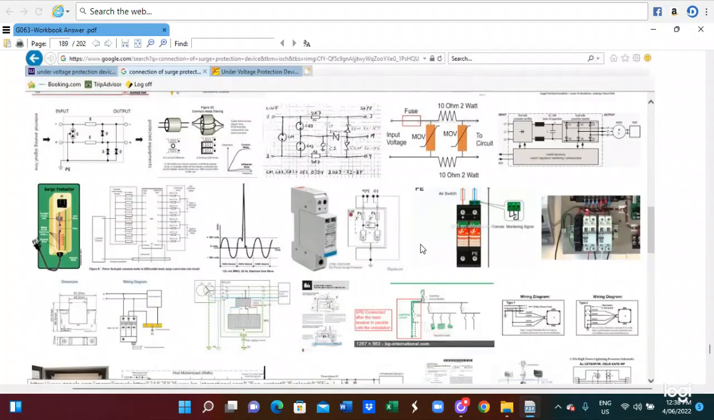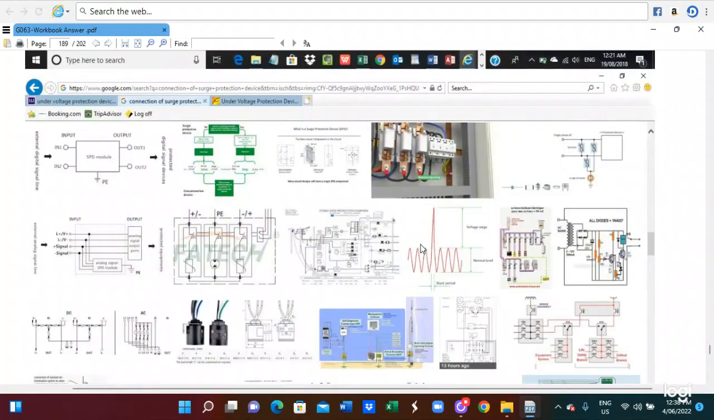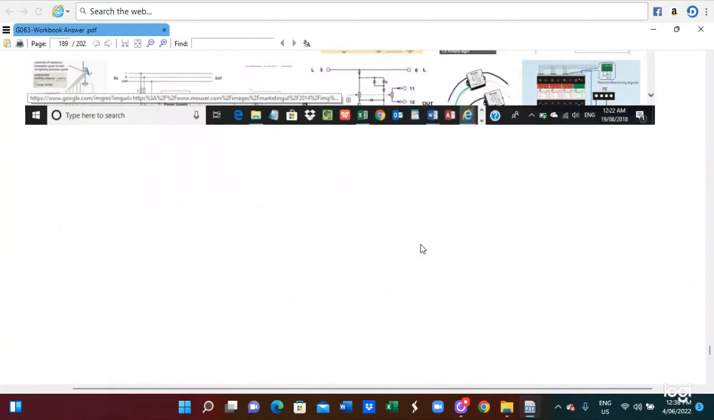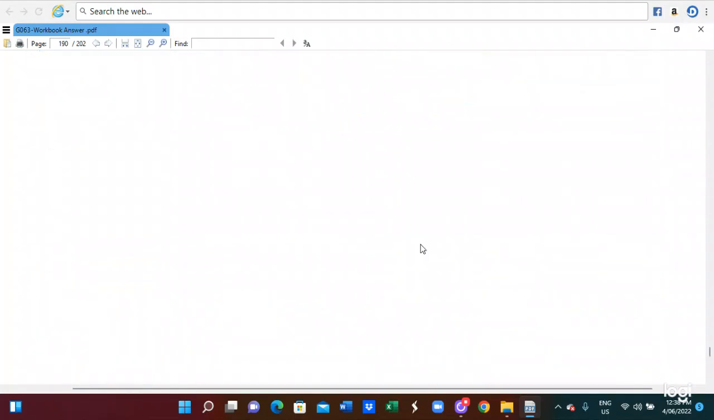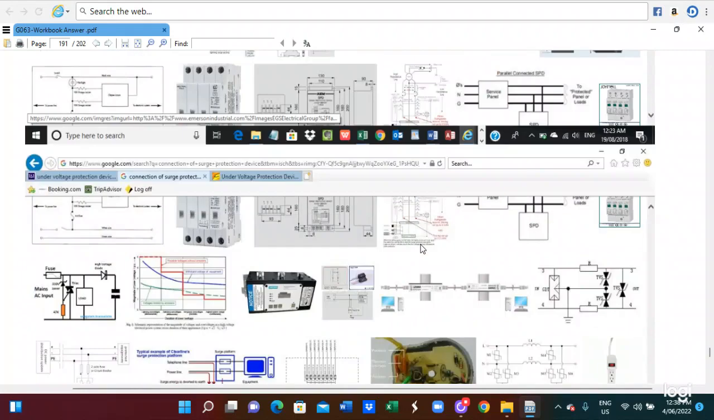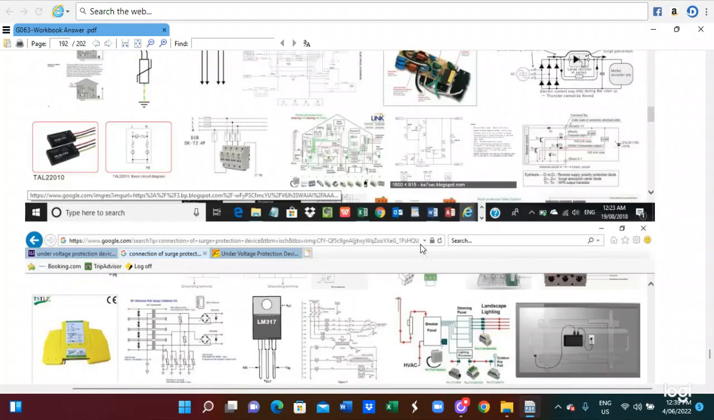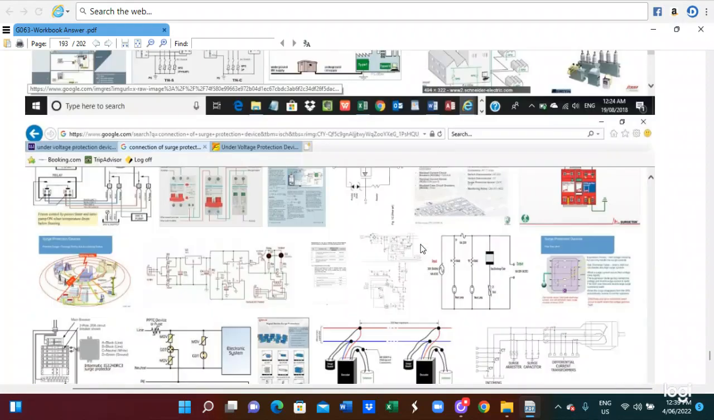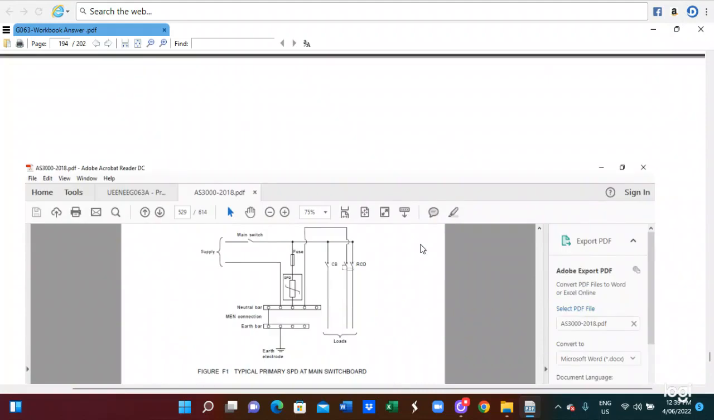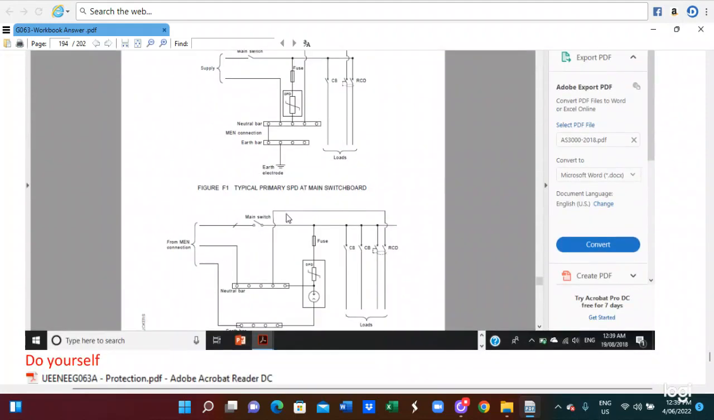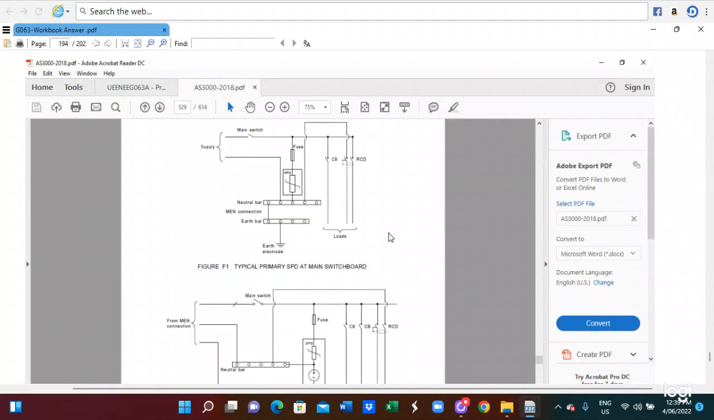Those are surge protection equipment wiring diagram images. You can also study them. Those are pages 188, 189, 190, 191, 192, 193, 194, those are surge protection. Also on page 194, you can see the connection of the surge protection equipment.